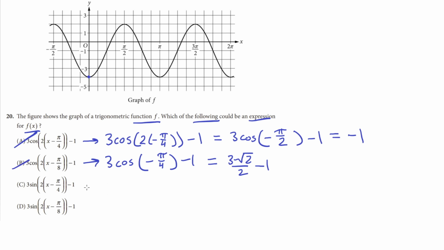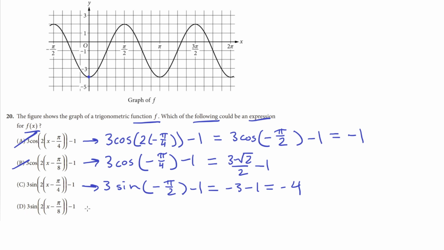Now let's go into the sine values. So 3 sine of 2 times 0 minus pi by 4. So 2 times pi by 4 is negative pi by 2, minus 1, and sine of negative pi by 2, that's equal to negative 1. So negative 1 times 3 is negative 3, minus 1, and this equals negative 4. That seems good. It matches this point.